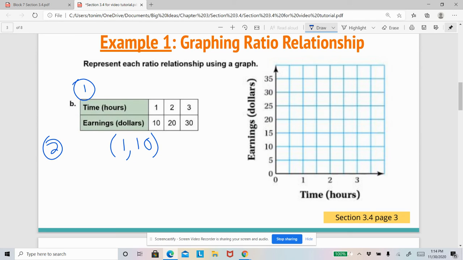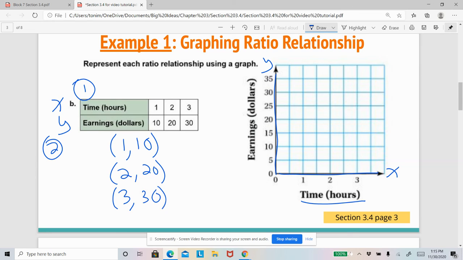The reason why is because time is down here on the x-axis. So time is your x. Earnings in dollars is on the y-axis, so that means on your table, your earnings in dollars is your y. So 1 is your x, that's why your 1 is first, because your x is first. Now your next one is going to be 2 to 20, so 2 is your x and 20 is your y. And for your last one, 3 is your x, so 30 is your y.